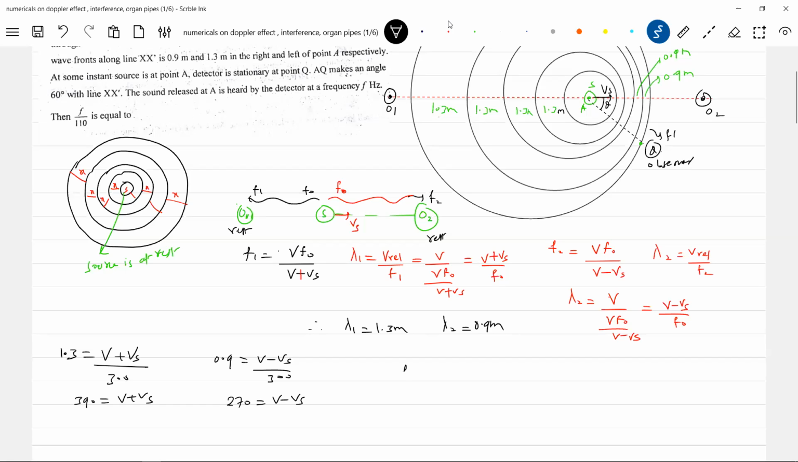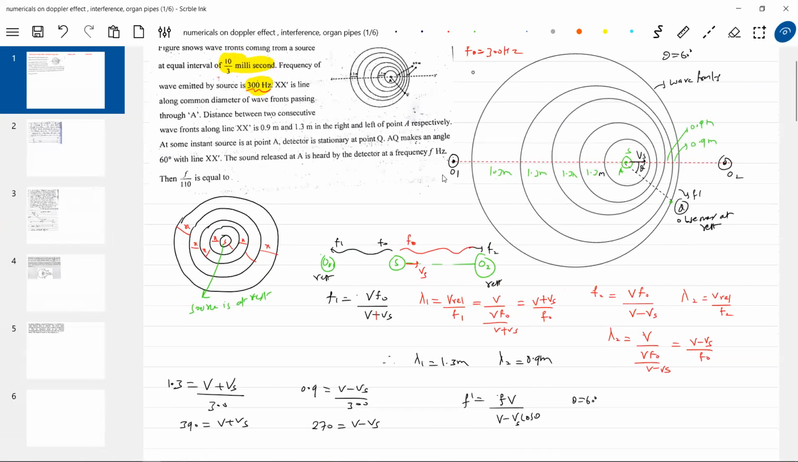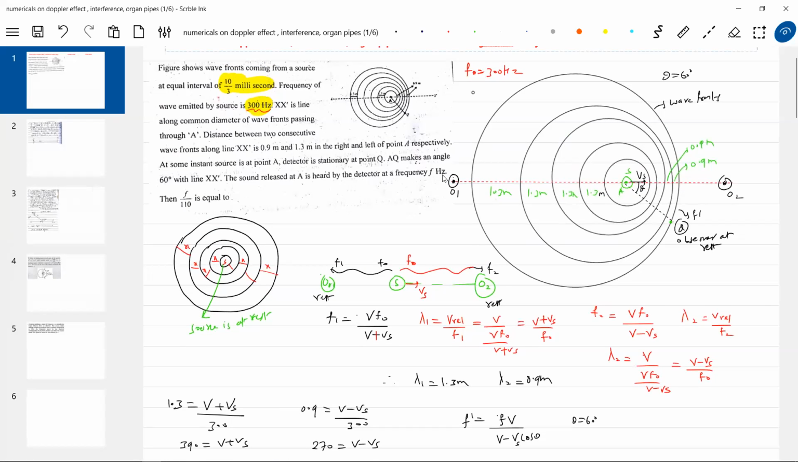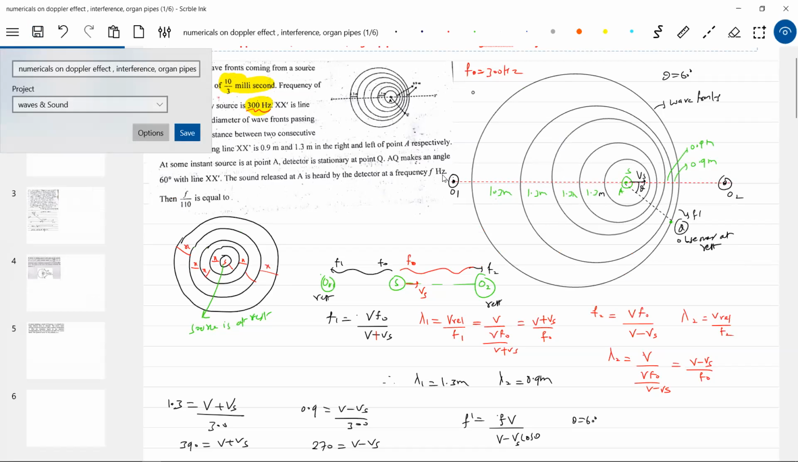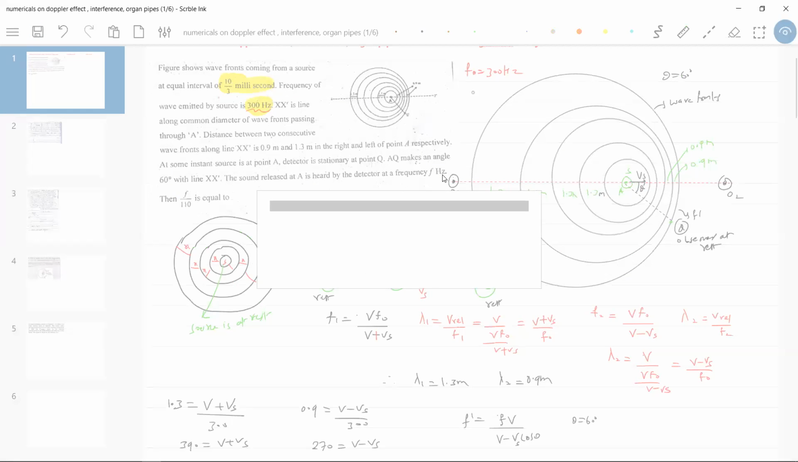Okay, let's write the apparent frequency formula. F dash, with the observer at rest, should be equal to F into V by V minus Vs cos theta. Theta is given as 60 degrees. The Vs value we are going to get from here, and the V value also from here. Then we'll get the apparent frequency. Are you able to get this? Some very good numerical, asking students to imagine the wavefront concept.